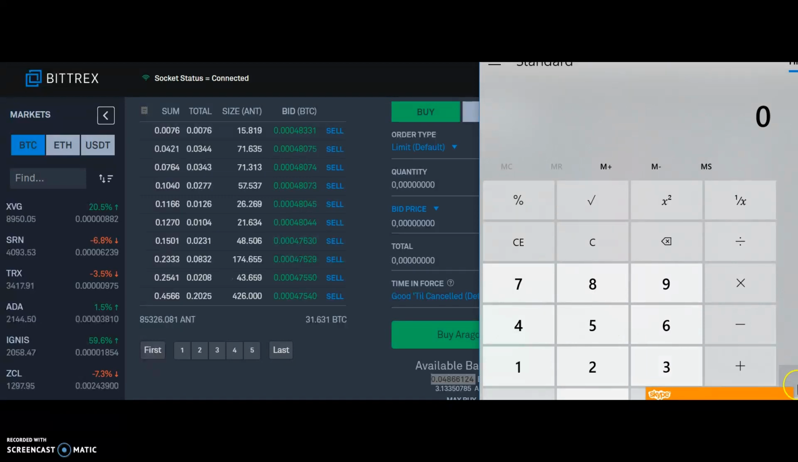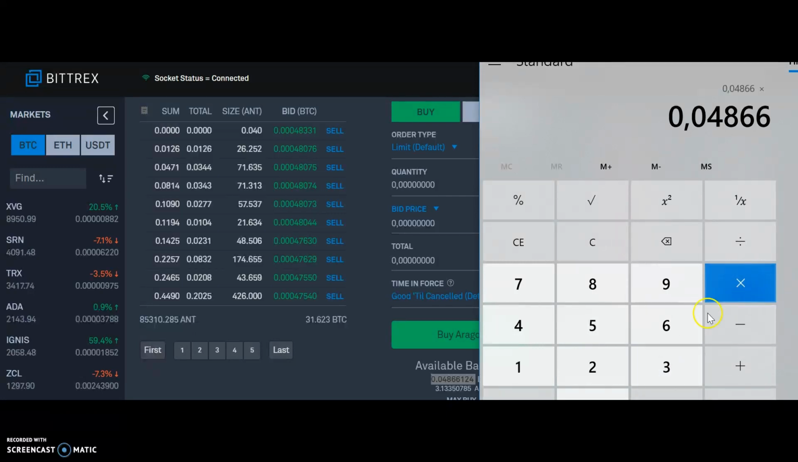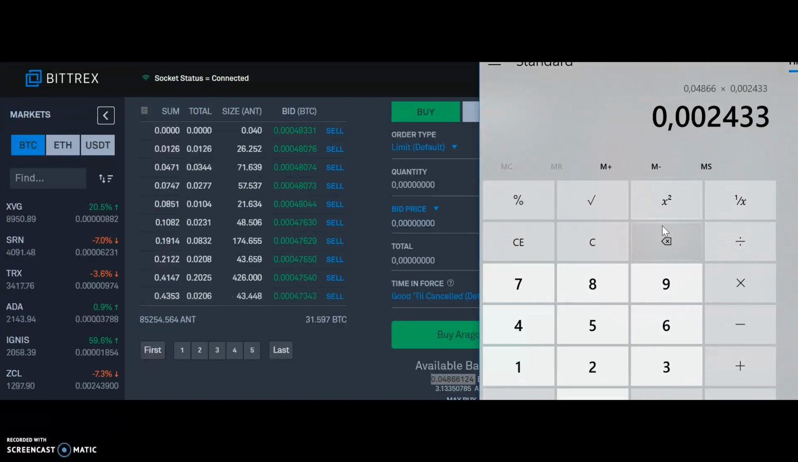Anyway, if we take 5% of 0.048, 6. I'm not going to go to the tenth degree here, just give you an idea of 5%. You go plus 5%, whatever. I mean, this is my version of maths, right? I just do my own thing. I do it the way I understand it.